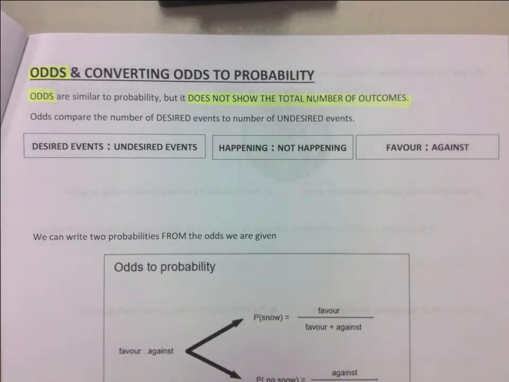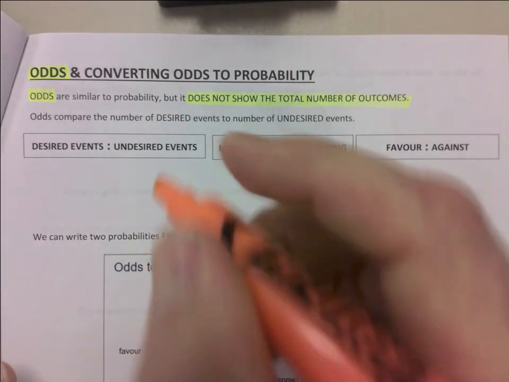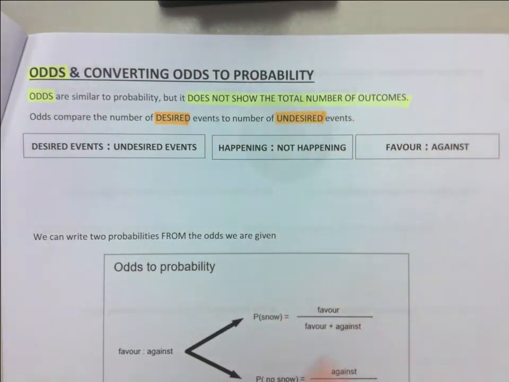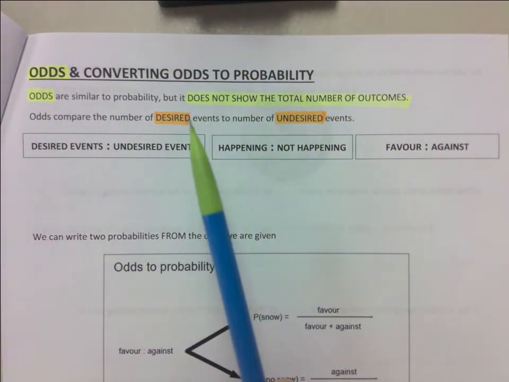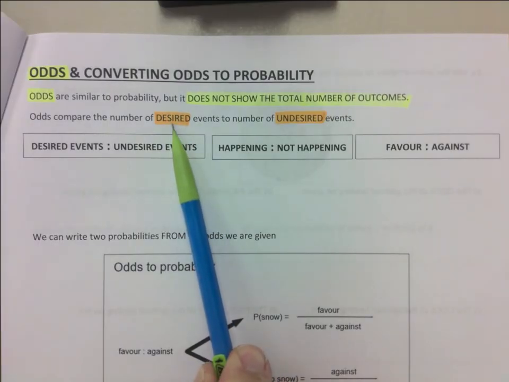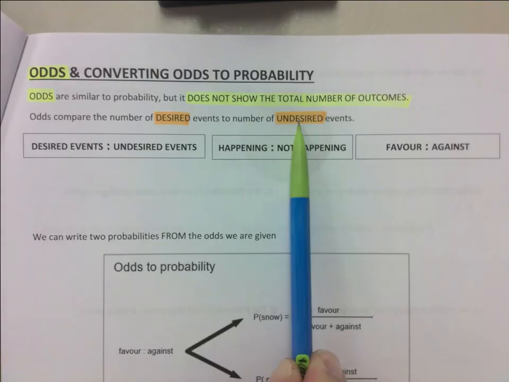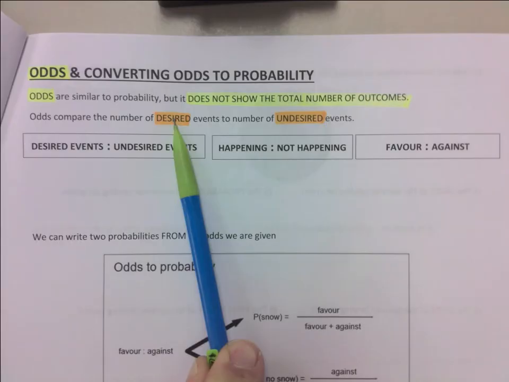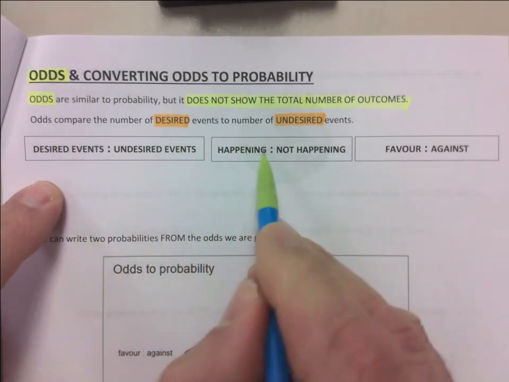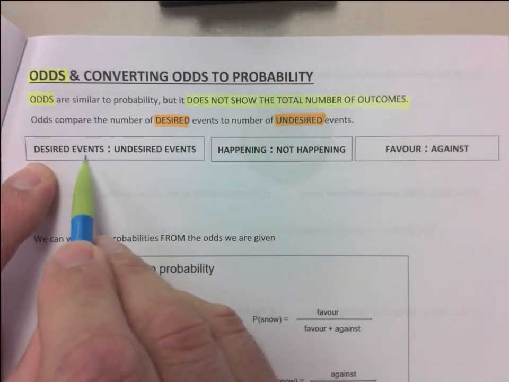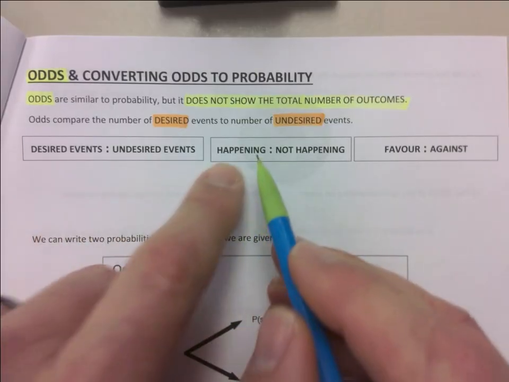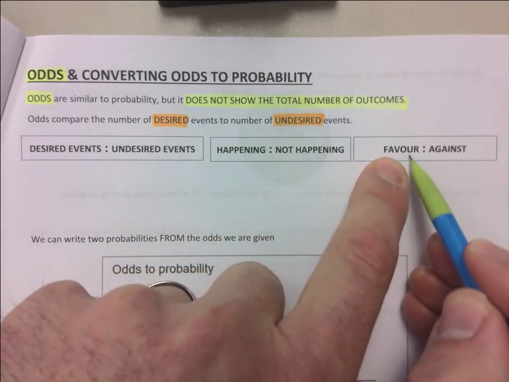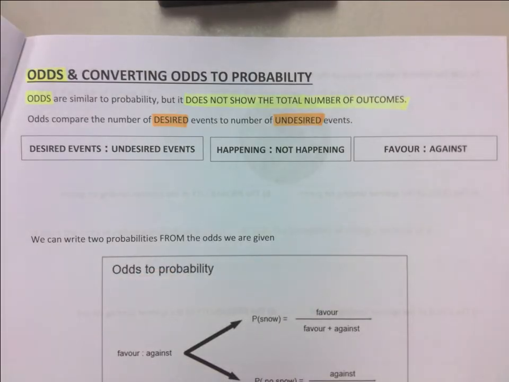What odds is doing is comparing, right? We compare desired and undesired events. What does that mean? Drawing a red queen, not drawing a red queen. So it's always the opposite of what you're trying to find. You can think of it in three ways: desired events, undesired events, or it happening, it not happening, or in favor and against.